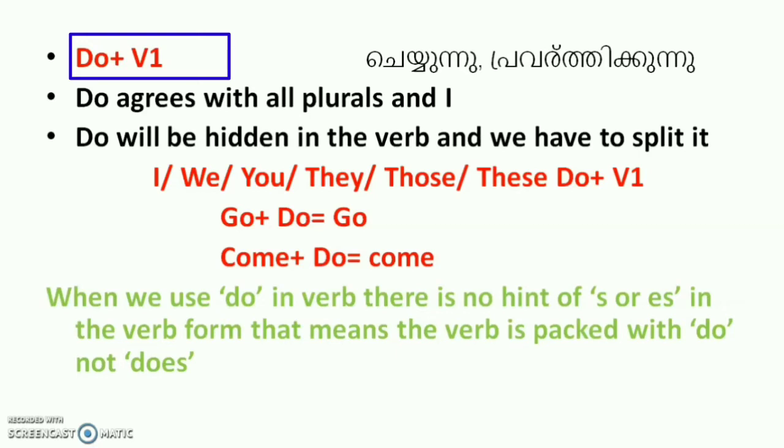When we use do in the verb, there is no hint of s or es in the verb form. That means the verb is packed with do, not does. That means in the verb, there is a do. We can see some examples.